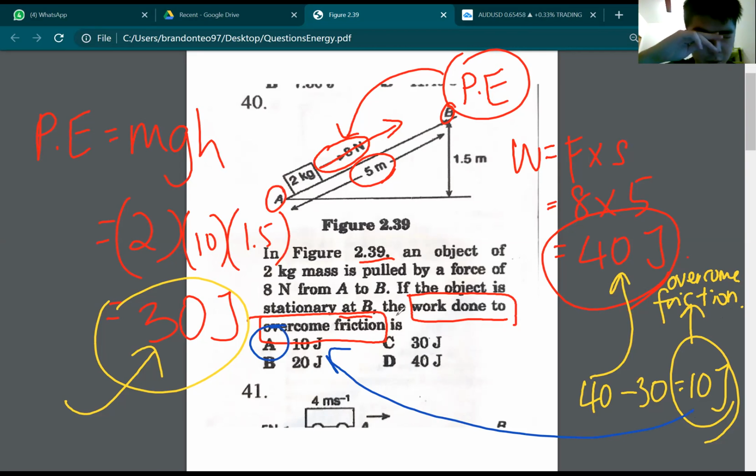Okay, take a screenshot of this one and keep the example. Then we look at the next one.